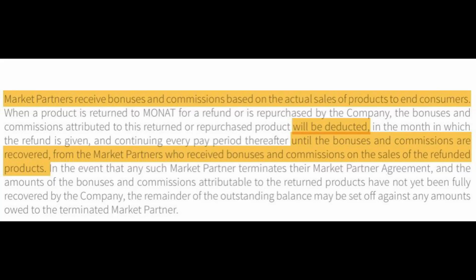Okay, so moving on to section 6.2.1, which talks about returning products. Let's see, what does it say here? It says market partners receive bonuses and commissions based on the actual sales of products to end consumers. If the consumer decides to return the product, the amount of the product will be deducted from the market partners who received the bonuses and commissions on the sales of the refunded product.